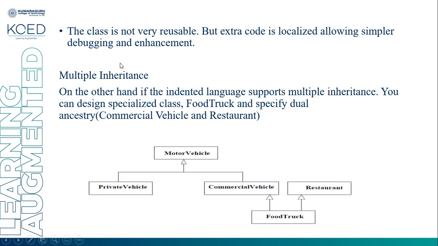Now we are in the concept of multiple inheritance. In the licensing procedure, a license will be given to a food truck. If the language supports multiple inheritance, you can define a specialized class, food truck, with dual ancestry: commercial vehicle and restaurant. The class name is food truck, which contains the properties of a commercial vehicle and a restaurant also. So we can say that it is a moving restaurant.